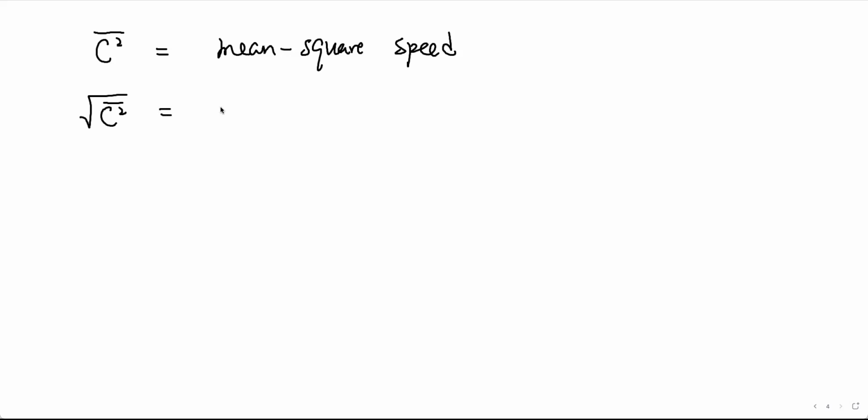Now, I need to go back to talk about this one. So this is a C square. Now this, we have a name for it. We call it the mean square speed. And then if you take the square root outside, it's called the root mean square.